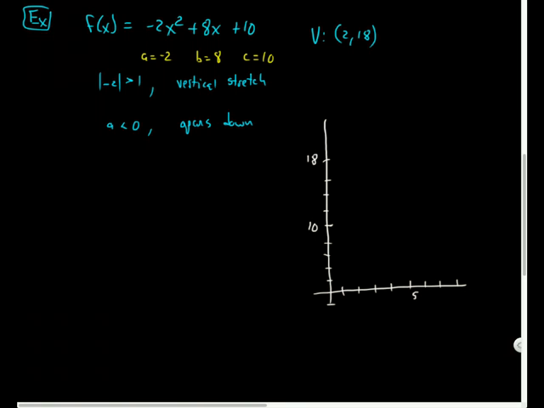So let's plot our points. My vertex is at (2, 18). So 1, 2, up 18 right there. And I know my parabola is opening downwards based off of my previous analysis. And now I want to find some more points. I guess I could figure out that the y-intercept was 10, right? We know that.